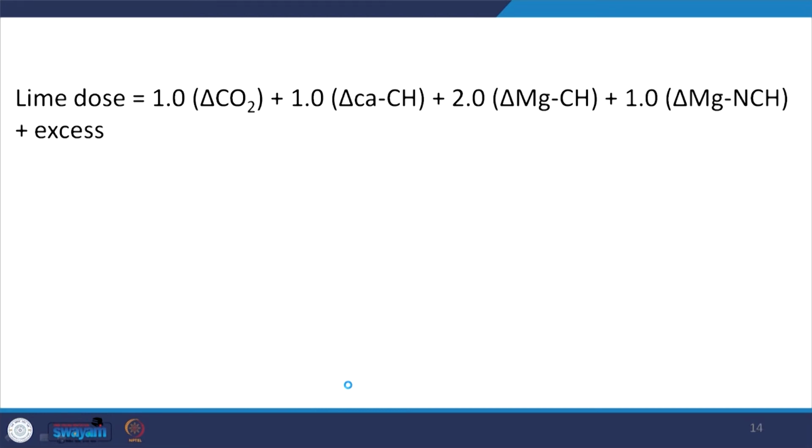Okay, so looking at this table or the summary from earlier, what is it that we have here? We have the lime dose. For removing carbon dioxide, 1 mole of lime per mole; for calcium associated with carbonate hardness, 1; for magnesium associated with carbonate hardness, 2 moles of lime; and for the one associated with non-carbonate hardness, 1 mole of lime, and some excess has to be added to drive the relevant reaction. That is something to keep in mind.